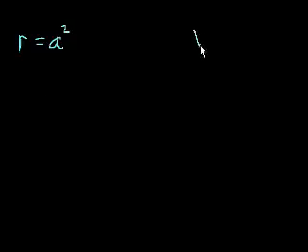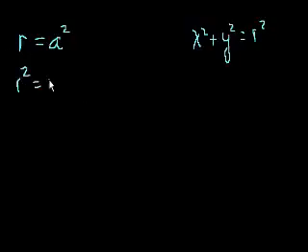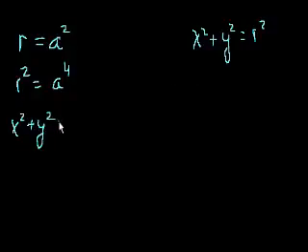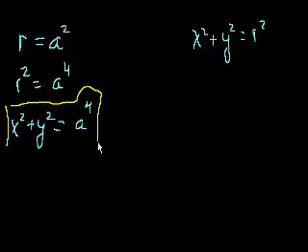Well, we know that x squared plus y squared is equal to r squared. So one thing we could do, maybe just square both sides of this equation. So you get r squared is equal to, what's a squared squared? Well, it's a to the 4th, right? It's a to the 2 times 2, so a to the 4th. And we know what r squared is. It's x squared plus y squared. So you get x squared plus y squared is equal to a to the 4th. Not too bad.